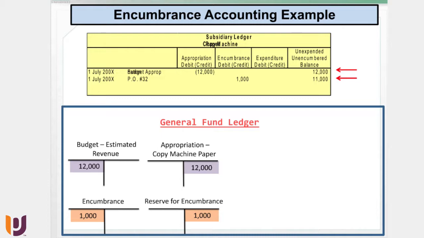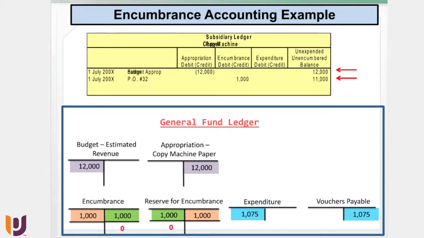The original amount appropriated for the copy paper was $1,000. When we get the actual bill, it is $1,075. We make two entries. The first entry reverses out the original encumbrance with a credit of $1,000 to the encumbrance account and a debit of $1,000 to the fund balance reserve for encumbrance account.